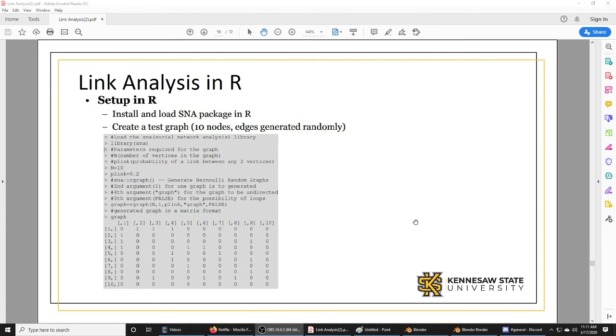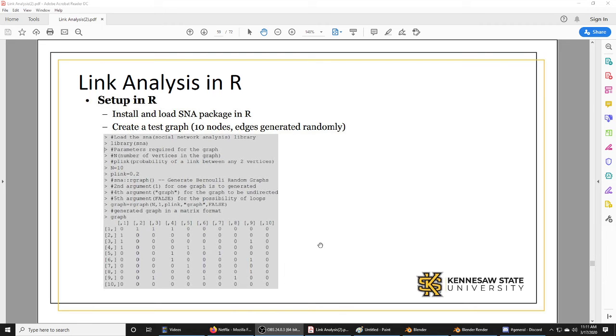So now let's just go through some link analysis in R to finish out the remainder of this video. Back when we first started, we talked about some things like closeness and betweenness and stuff like that, but I wanted to let you guys see some output from R. So what I did here is I used a library called SNA, and then we just created a test graph with 10 nodes that are randomly generated, right?